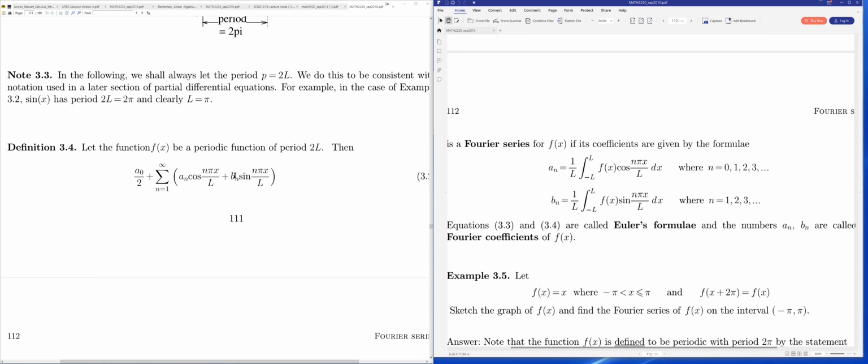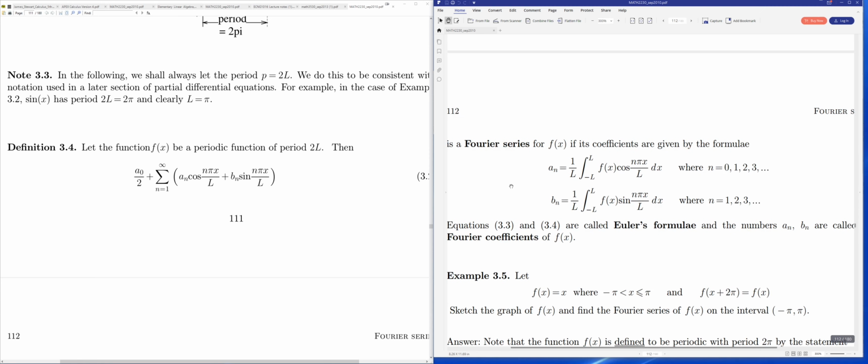Okay, and similarly, there's a formula for bn, again obtained by integrating f of x, but now you multiply the f of x by a sine. This is how you'd get your bn using this integral formula. Notice this formula is slightly different because for the bn, you don't have a b0 term. This formula starts for n equal to 1, n equal to 2, 3, and so on. And you notice in your formula for your Fourier series, you don't have any b0 term. Your b's start at n equal to 1.